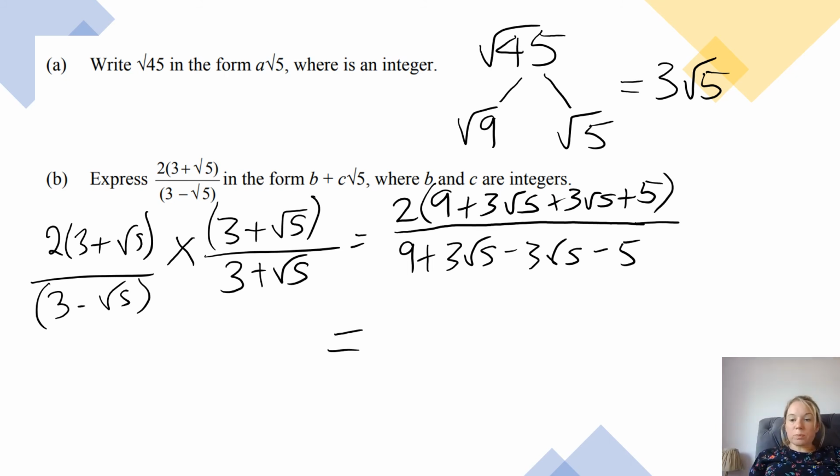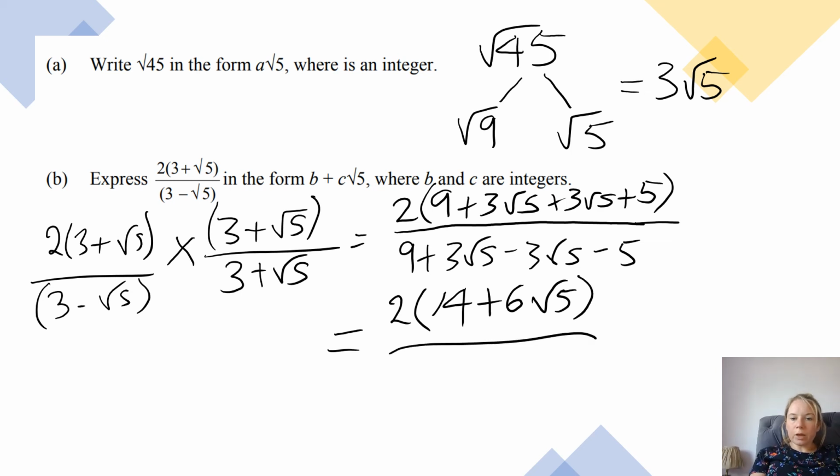All right, now let's just simplify this down. We'll leave the 2 there still. 9 plus 5, you get 14. And then 2 lots of 3 root 5, so it's 6 root 5, over 9 minus 5, 4. And then obviously, as you should know this now, these 2 cancel out, plus 3 root 5 minus 3 root 5. So we just end up with a 4 on the bottom.